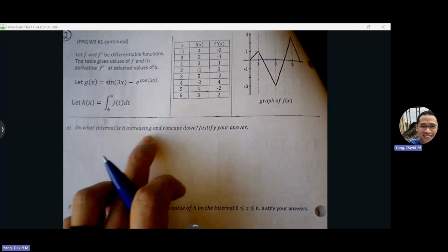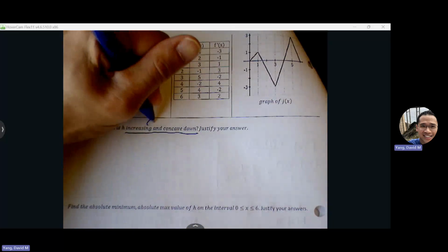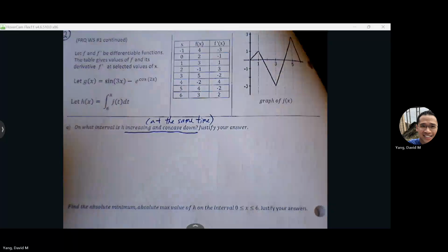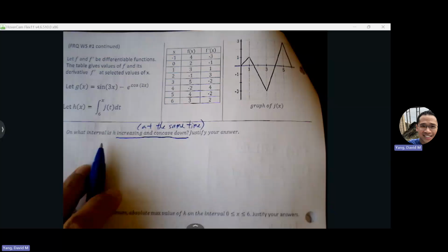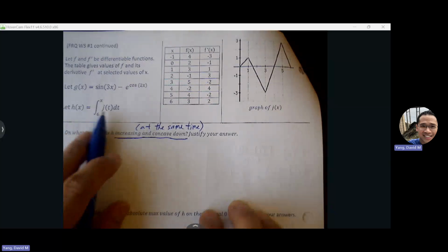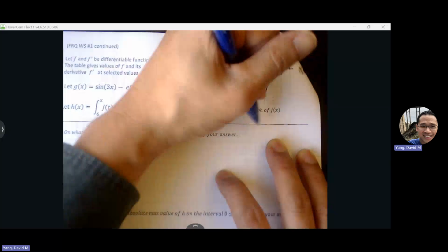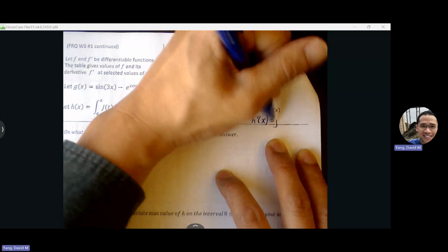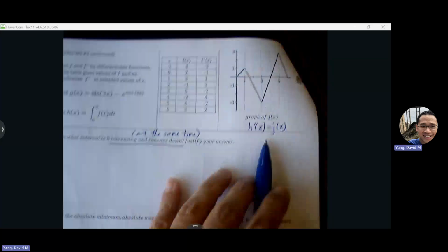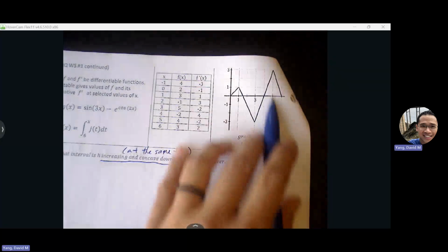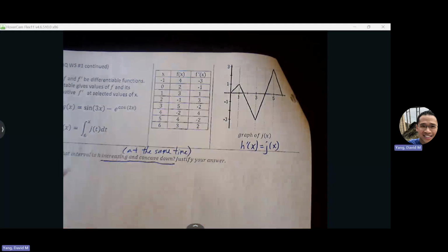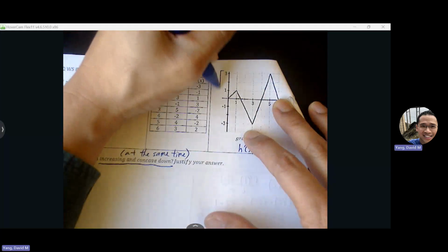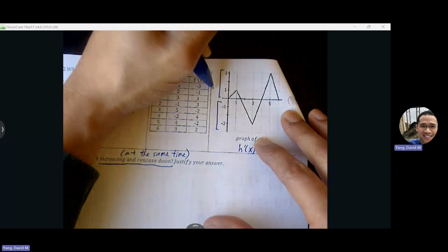Part E, on what interval is h increasing and concave down? So we learned from the previous page that h prime is equal to j of x, right? We know that h prime is equal to j. So this is basically the derivative graph of h, and we can label accordingly, understanding that this is our derivative graph.